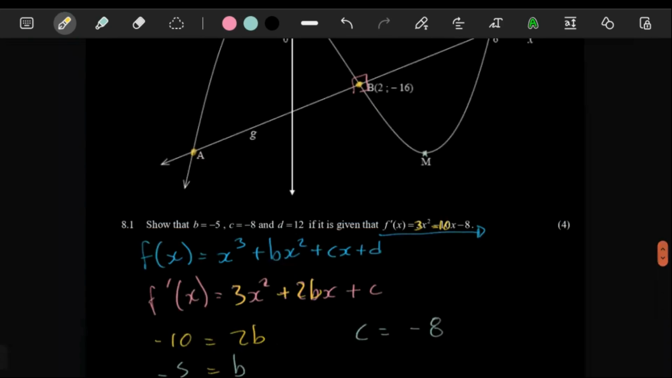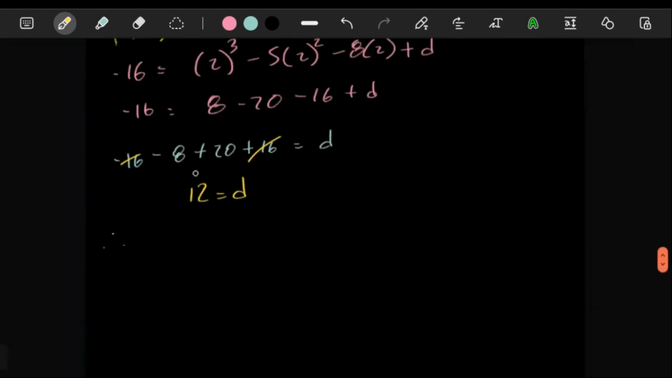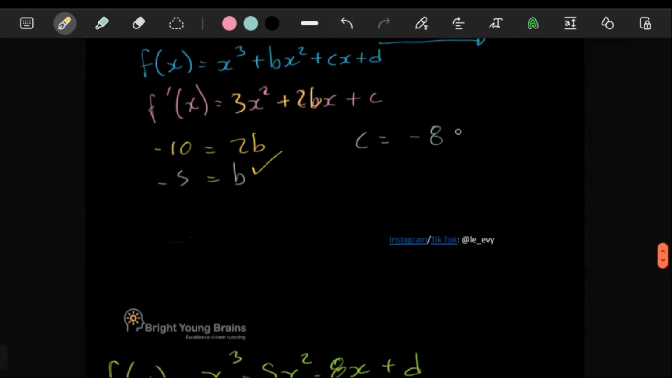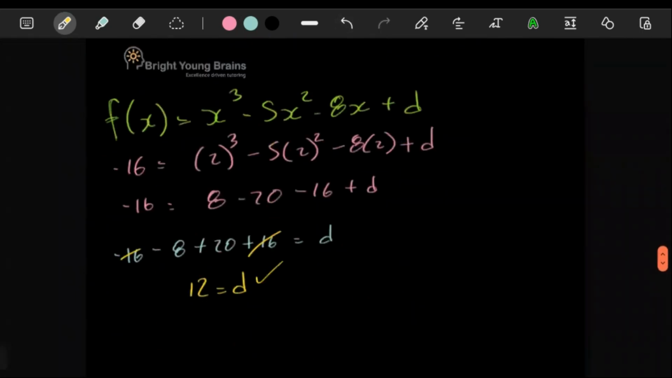12, negative 8, and then negative 5. You don't even have to say therefore, because everything was worked out properly. There's b, there's c, and there's d over there.